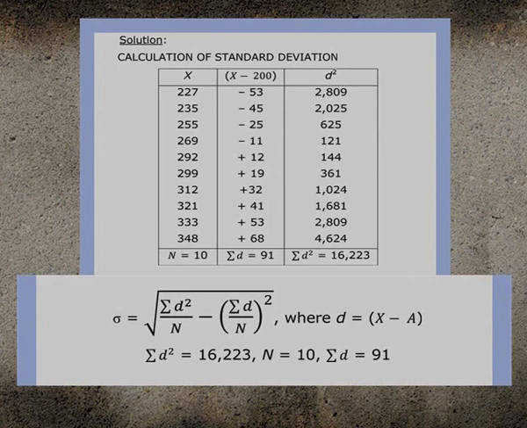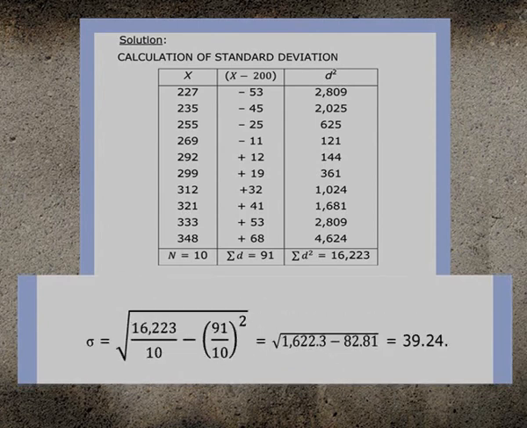So we are plugging in all the values here. Again we can see that d is equal to capital X minus a. So sigma d square is calculated as 16,223. Now capital N is 10 and sigma d is equal to 91. Putting all these values in the formula, we get sigma is equal to under root of 16,223 divided by 10 minus 91 divided by 10 whole square. So under root 1622.3 minus 82.81. So that is giving us 39.24.